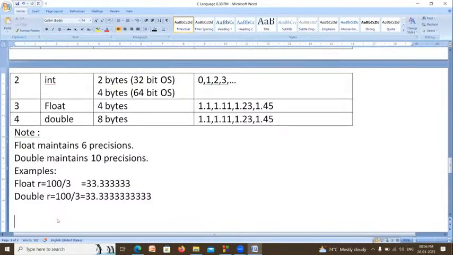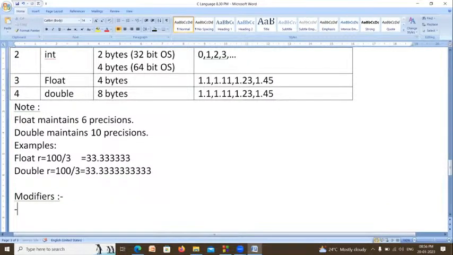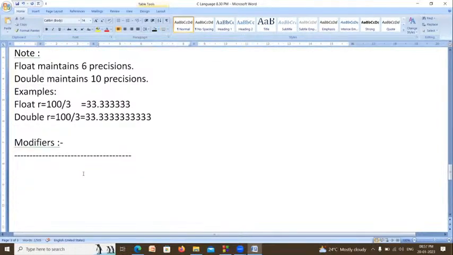Completed, sir. Good. Now my next concept is modifiers. See, my dear friends, what is the size of integer? The size of integer in a 32-bit operating system is only 2 bytes. Now, in 2 bytes of memory, we can store from minus 32,768 to 32,767. You can store only data within this range.